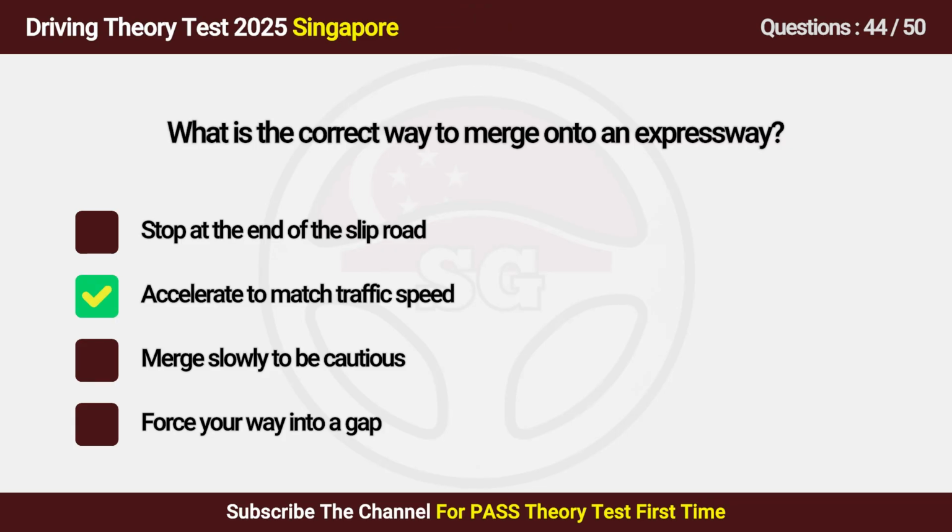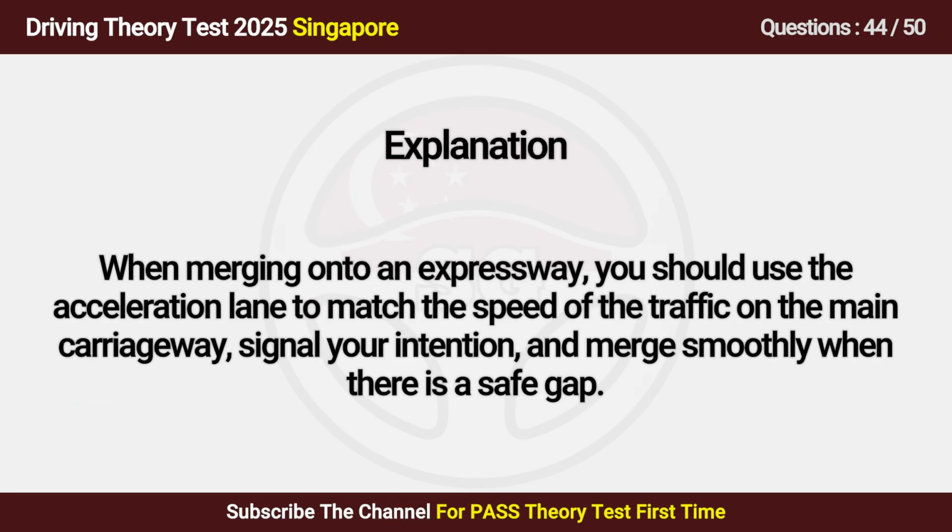Answer is B. Accelerate to match traffic speed. When merging onto an expressway, you should use the acceleration lane to match the speed of the traffic on the main carriageway, signal your intention, and merge smoothly when there is a safe gap.